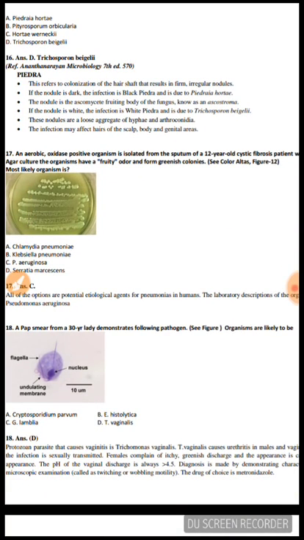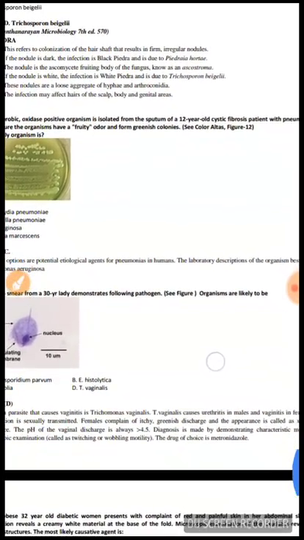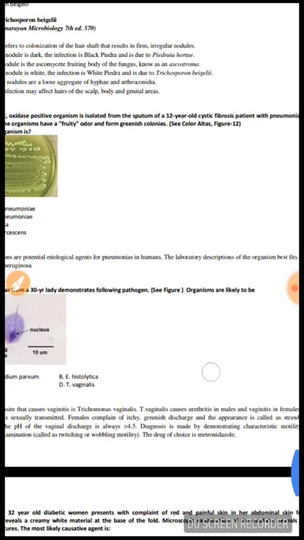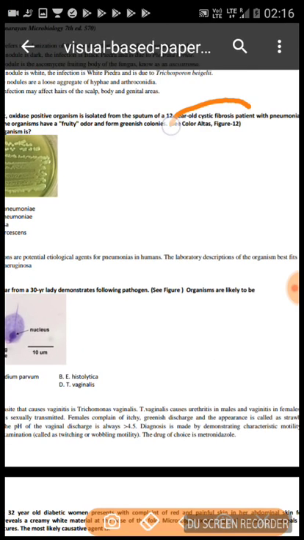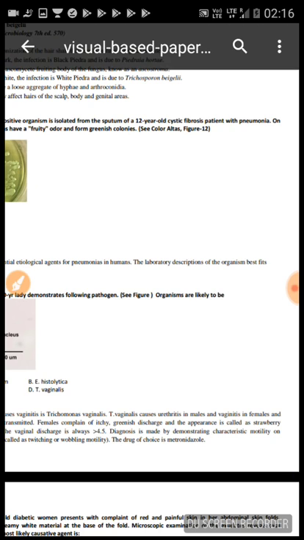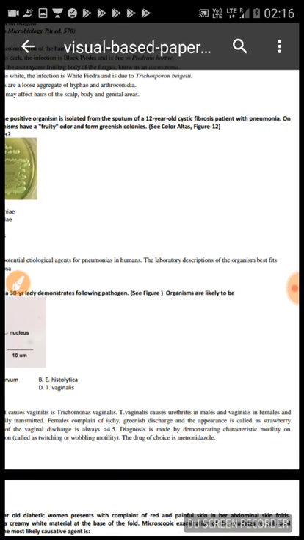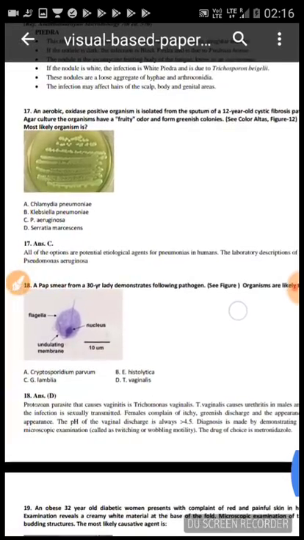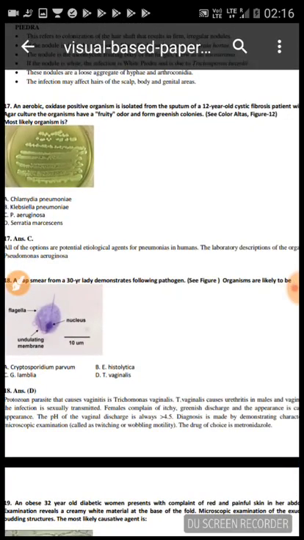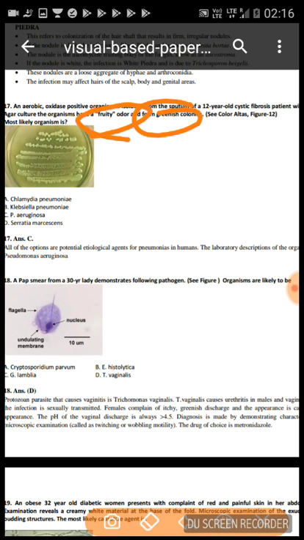Question number 17. An aerobic oxidase positive organism is isolated from the sputum of a 12-year-old with cystic fibrosis. See, you need to point out characteristic points from the question to make the answer right. Cystic fibrosis patient having pneumonia. So you must know what organism can cause pneumonia in a cystic fibrosis patient. On agar culture, the organism has a fruity odor and a greenish colony. Another thing, greenish colony, fruity odor, all the things pointing towards Pseudomonas. So the answer is Pseudomonas aeruginosa.